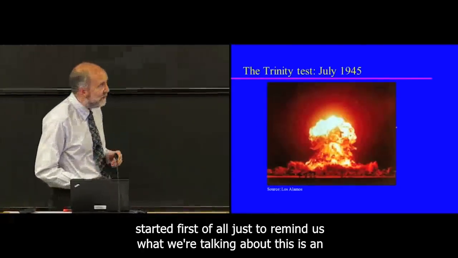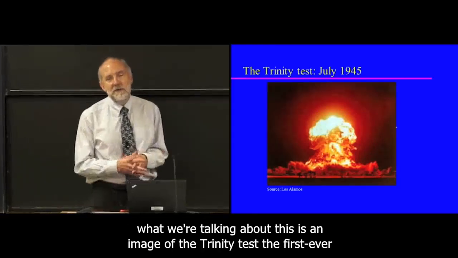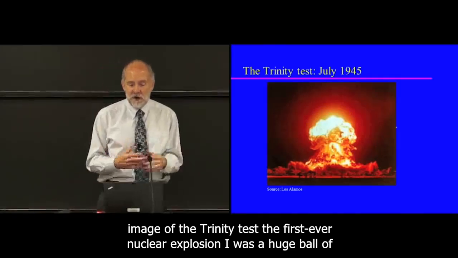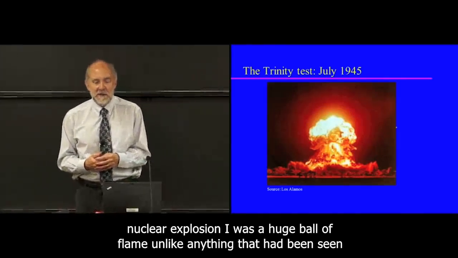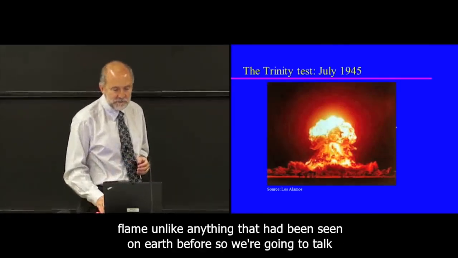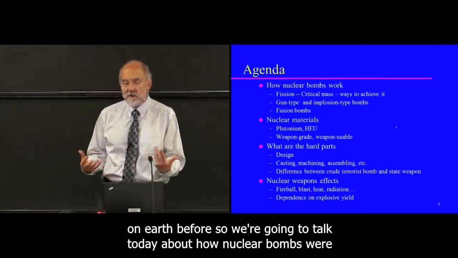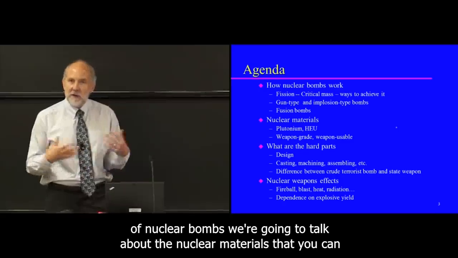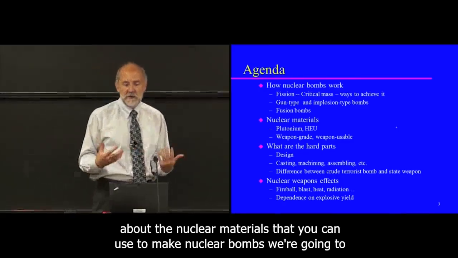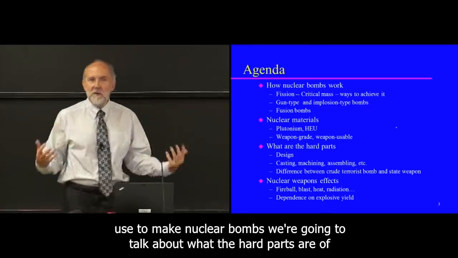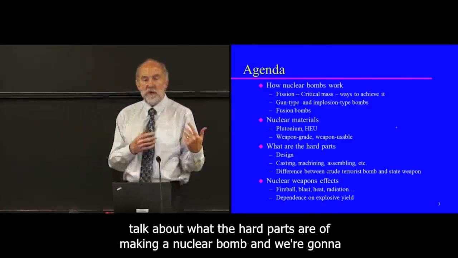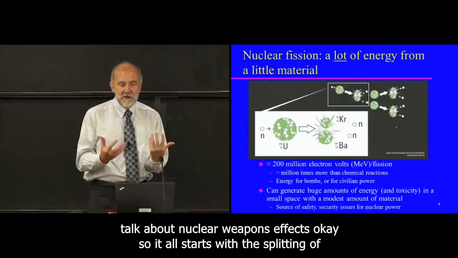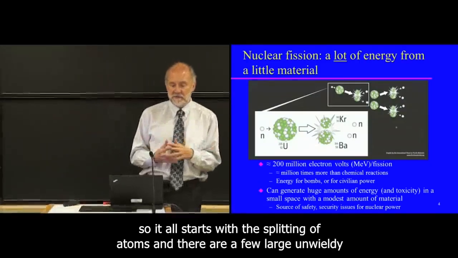First of all, just to remind us what we're talking about, this is an image of the Trinity test, the first ever nuclear explosion. It was a huge ball of flame, unlike anything that had been seen on Earth before. So we're going to talk today about how nuclear bombs work, fission, fusion, the different kinds of nuclear bombs. We're going to talk about the nuclear materials that you can use to make nuclear bombs. We're going to talk about what the hard parts are of making a nuclear bomb, and we're going to talk about nuclear weapons effects.